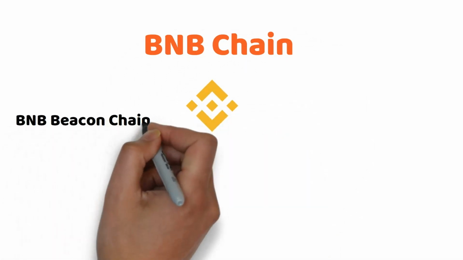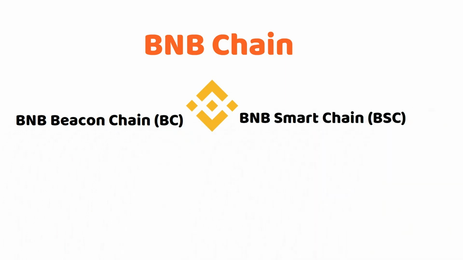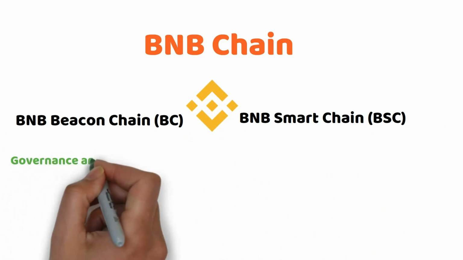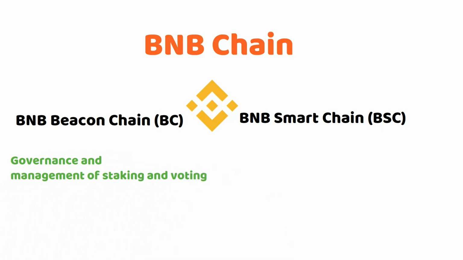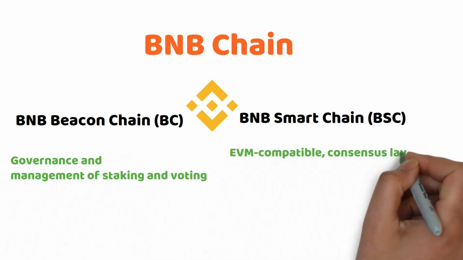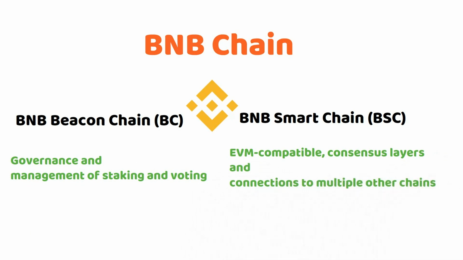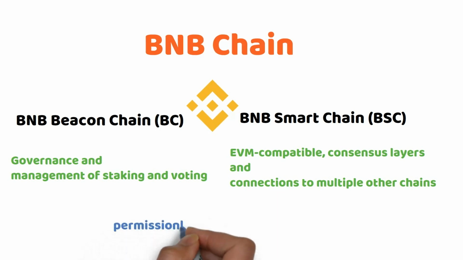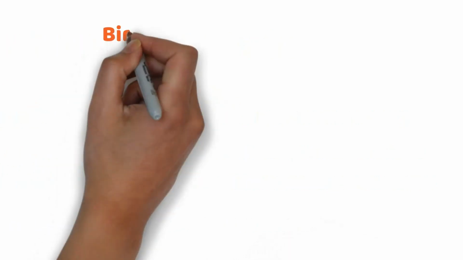Let's get started. The BNB chain is made up of two blockchains, the BNB Beacon chain and the BNB Smart chain. The BNB Beacon chain handles the governance and management of staking and voting on the BNB chain. The BNB Smart chain, on the other hand, is EVM compatible and has consensus layers, and enables connections to multiple other chains. BNB chain, a widely used blockchain, aims to provide the fundamental infrastructure needed for wider public adoption and operates as a community-centered, open-source ecosystem that is permissionless and decentralized.